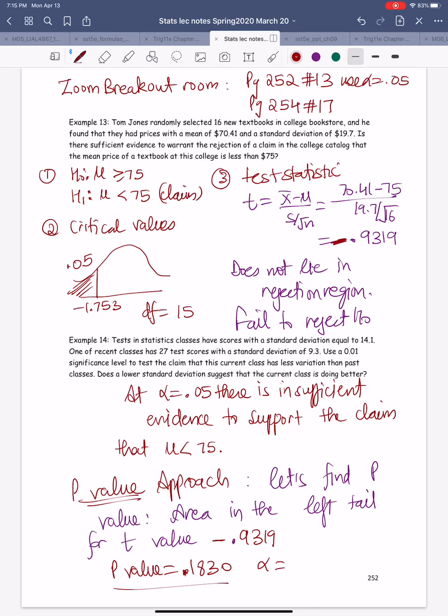Alpha is 0.1830. Okay, the next problem is number 17.